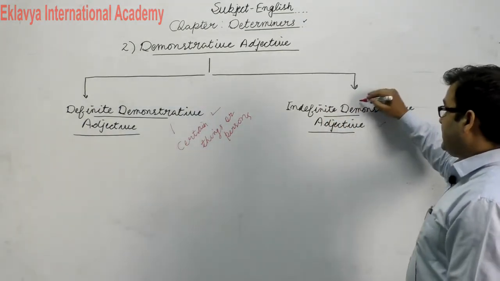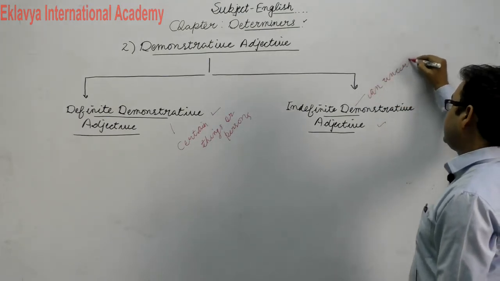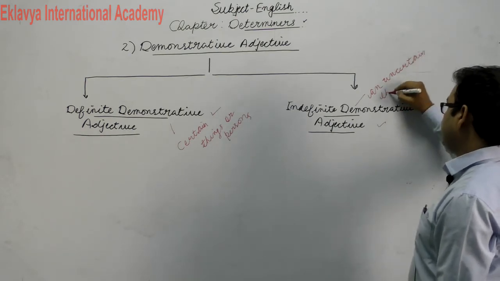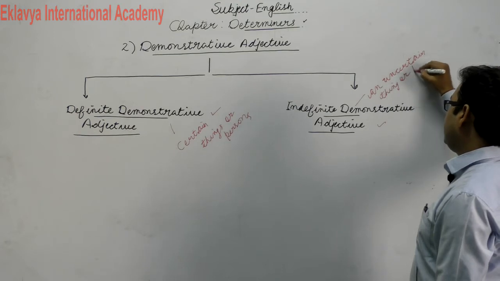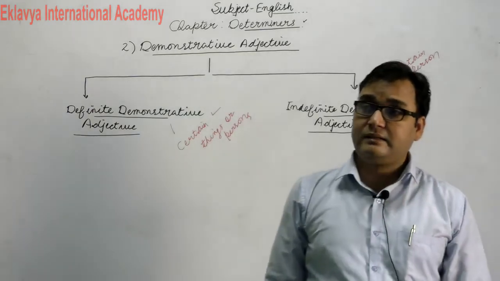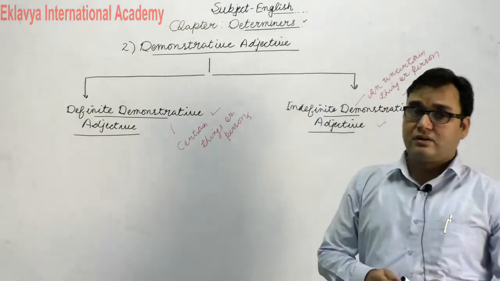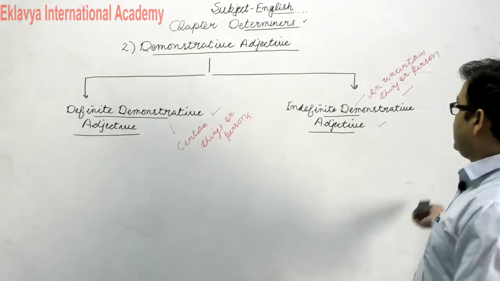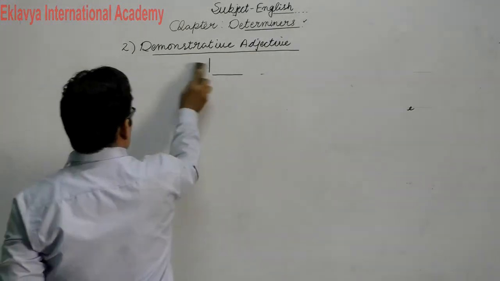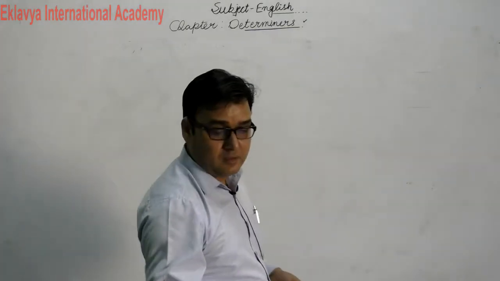An adjective that points out an uncertain thing or person is known as indefinite demonstrative adjective. So let's have these one by one, students. In this section, classification of determiners, we have discussed definite demonstrative adjective and indefinite demonstrative adjective. Let's have the examples of this adjective one by one.